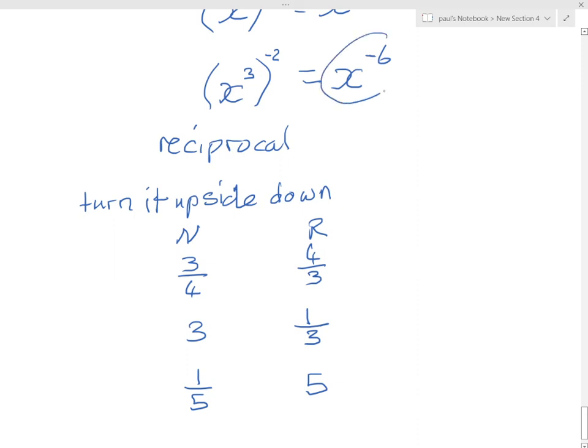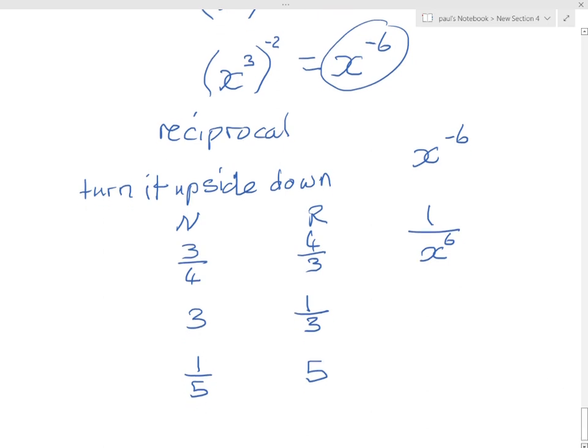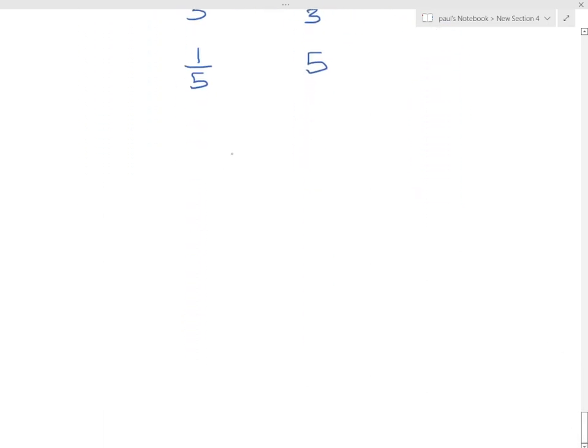And we need that for this x to the minus 6. To get rid of the minus, we use the reciprocal. So we go 1 over x to the 6, and it changes to a positive number. So if we have 8 squared, we know that's 64. If we have 8 to the minus 2, we use the reciprocal, which is 1 over 8 squared. Now we lose the negative, and this will be 1 over 64.